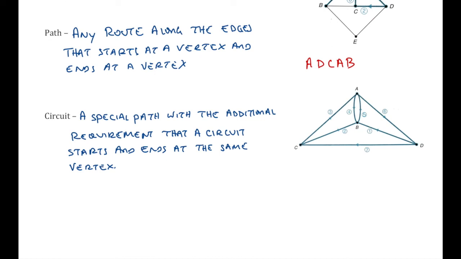That's a path, because it's a route along the graph, along one edge, connecting one vertex to another. A circuit is also a type of path. It's any route along the edges, starts and ends at a vertex, but a circuit has this extra special requirement that it starts and ends at the same vertex. It doesn't matter how many edges, how many vertices we go through, but a circuit goes along and closes. Circuits, just like electricity, get back to the start.